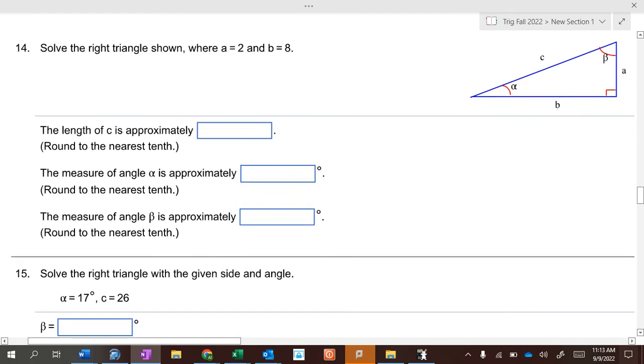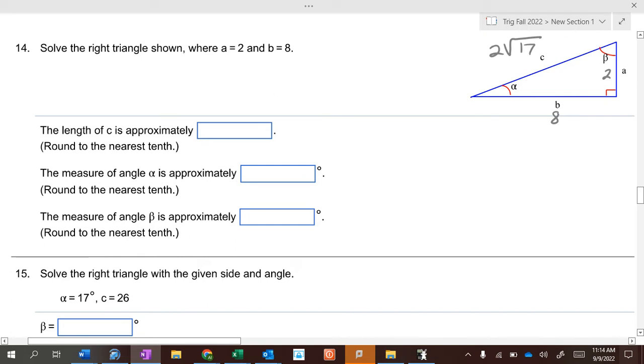Now, where that leads us to is finding missing parts of a right triangle, which is called solving a right triangle. You'll be given 3 parts, and you'll have to find the other 3 parts. So if we know A is 2 and B is 8, how do we find C? Pythagorean theorem: 2 squared, which is 4, plus 64, which is 68. Square root of 68 breaks down how? Square root of 4, square root of 17, so it's 2 square root of 17.